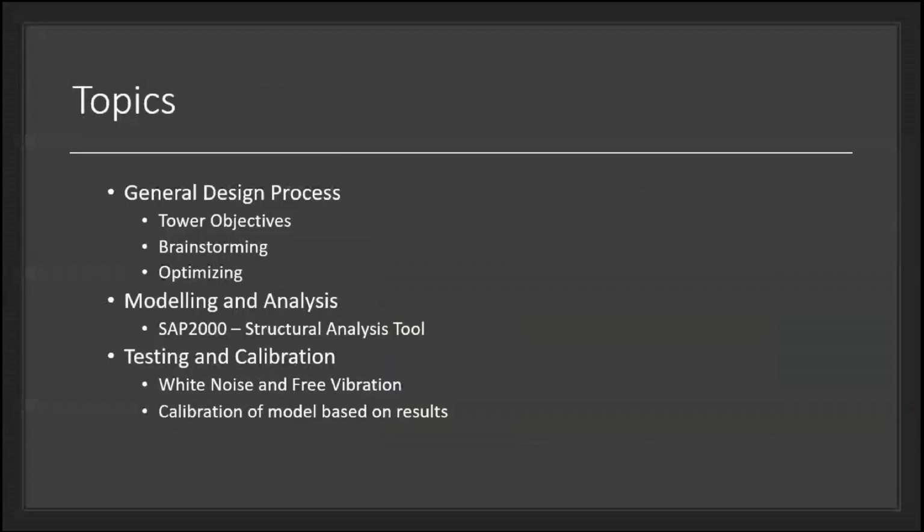So for today's presentation, we're going to be going through 3 main topics. First of all, we're going to cover the general design process that we go through for our towers. And after that, we're going to go into a little bit more depth on how we can use SAP 2000 as a tool to do some of these aspects of the process. And then we'll finish off by talking about some of the things we do after tower construction, such as testing and calibration of the tower.